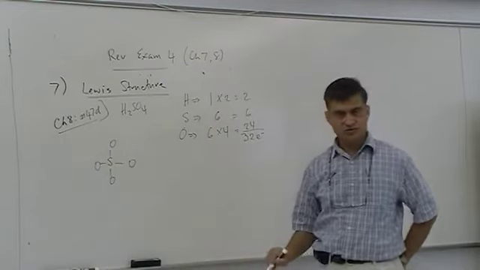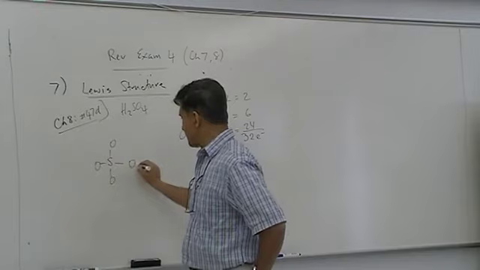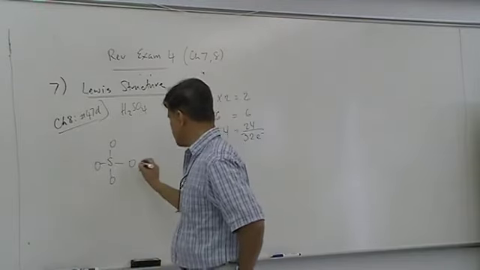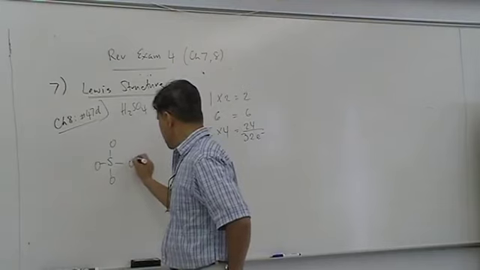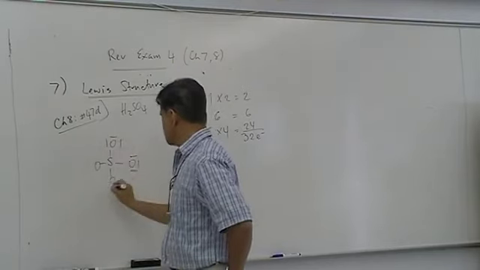I wrote down the rules in my lecture note. Then give noble gas configuration to the outer atoms. In this case, oxygen needs 6 more electrons. So each line would be 2 electrons, or a pair of electrons. 2, 4, 6, 2, 4, 6.